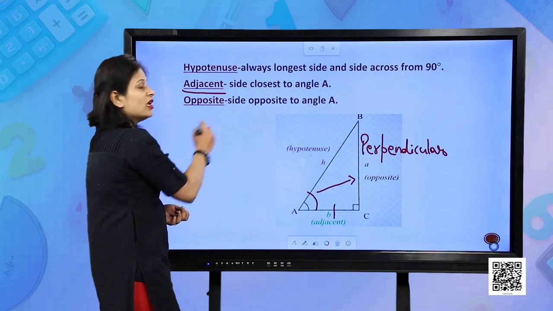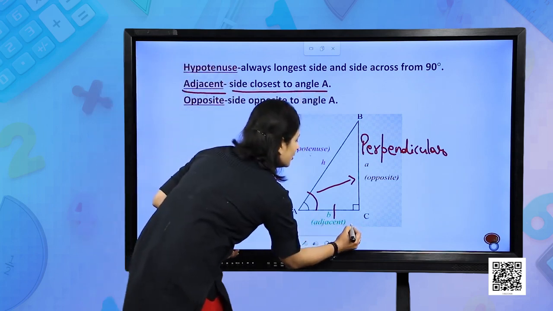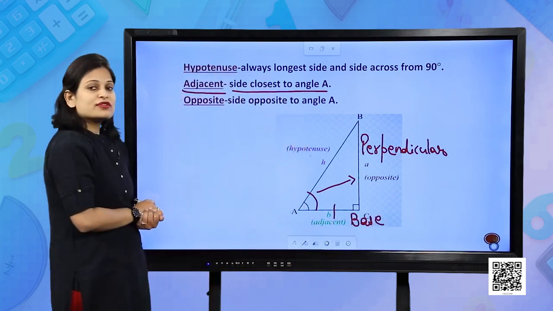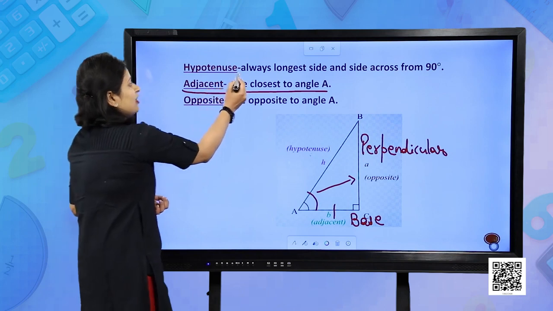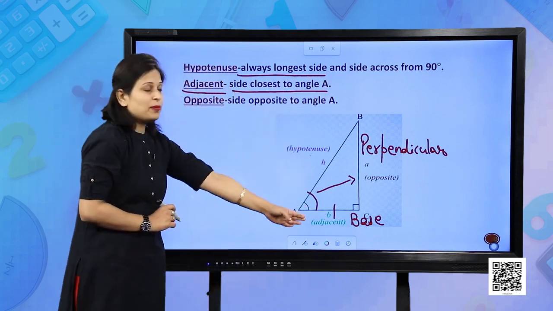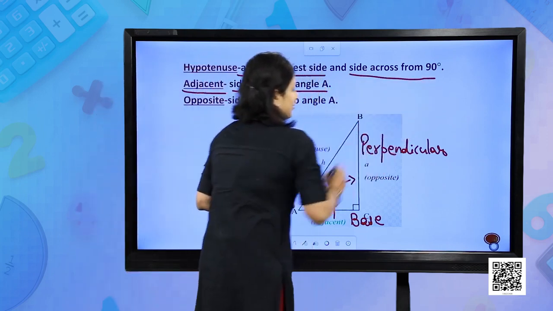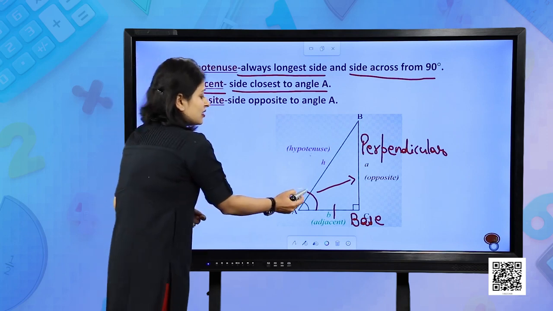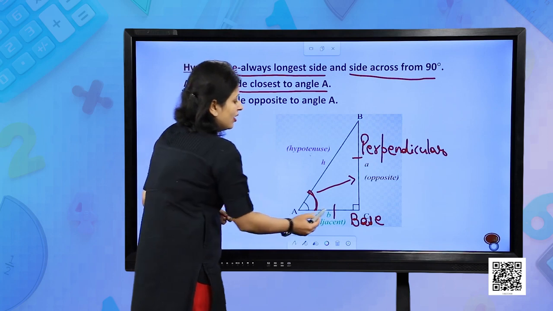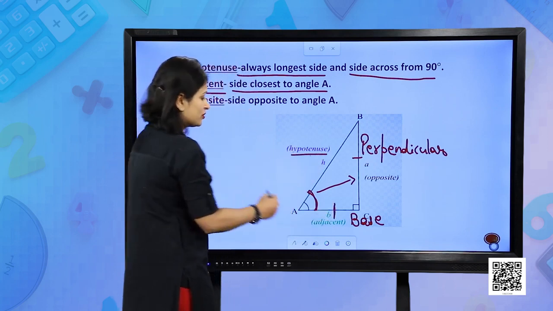Adjacent means the side closest to angle A. So, this will be the base. Now, what about side AB? AB is always the longest side, so it will be called the hypotenuse, and this is the side across from 90 degree. So, when you are considering this angle, this will become perpendicular, this will become base, and this is hypotenuse.